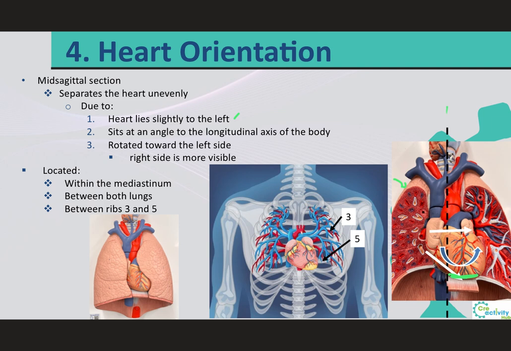And the last reason is that the heart is going to be rotated toward the left side, meaning that it is going to be twisted from right to left. Therefore, when we have an anterior view of the heart like we have here, you will be able to visualize more of the right ventricle or the right side of the heart than the left side, and it is now partially hidden after being twisted to the left side.